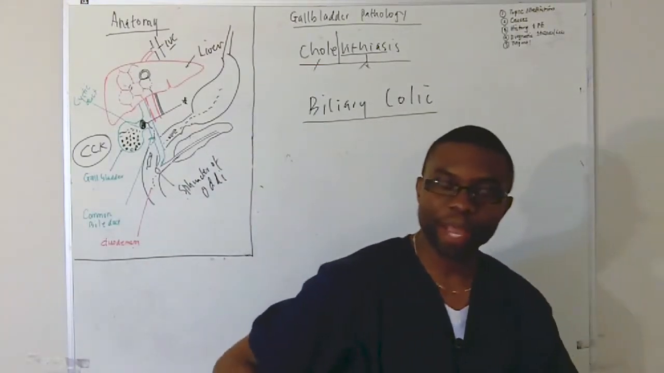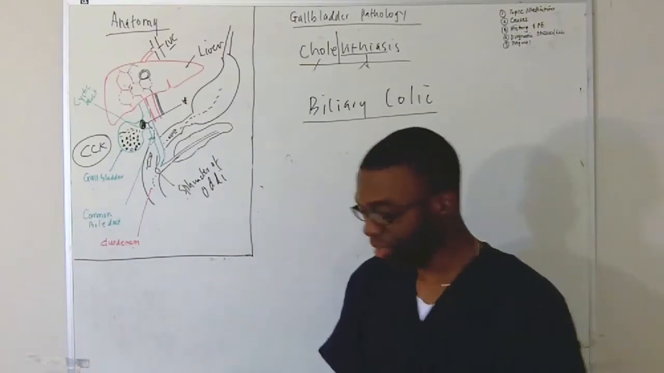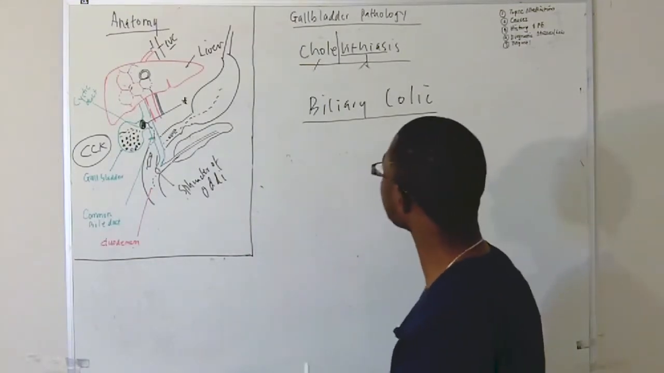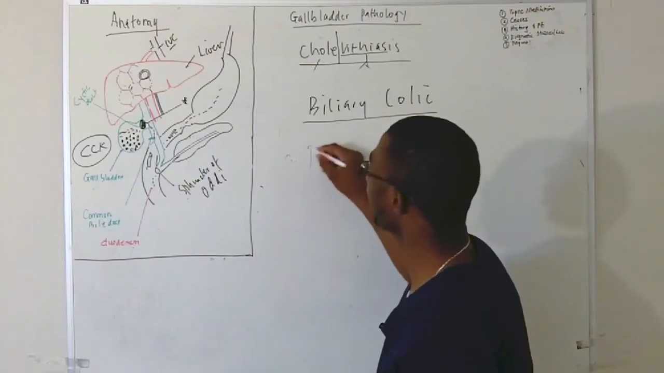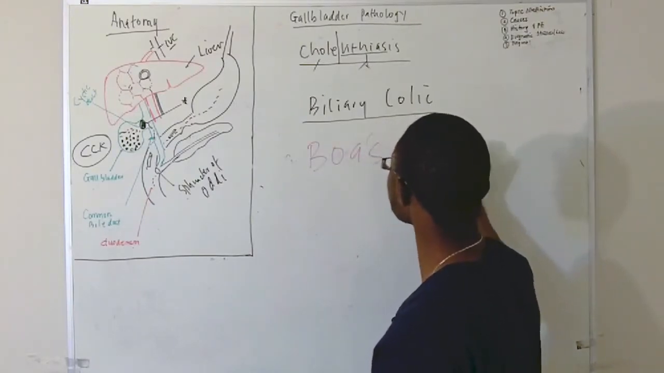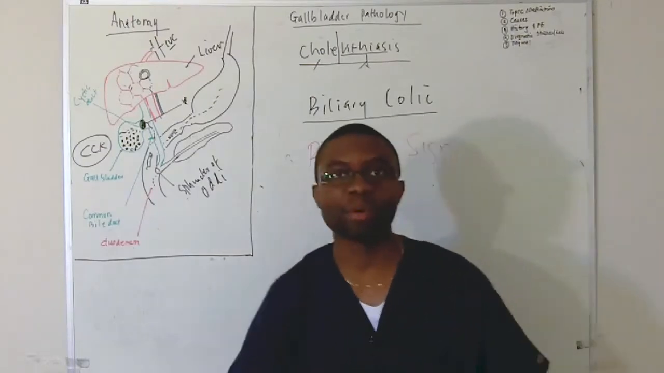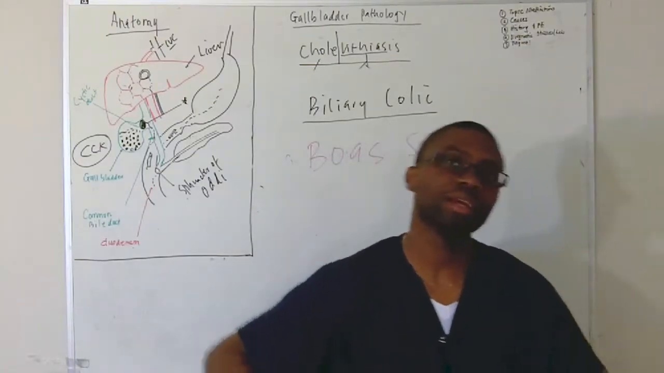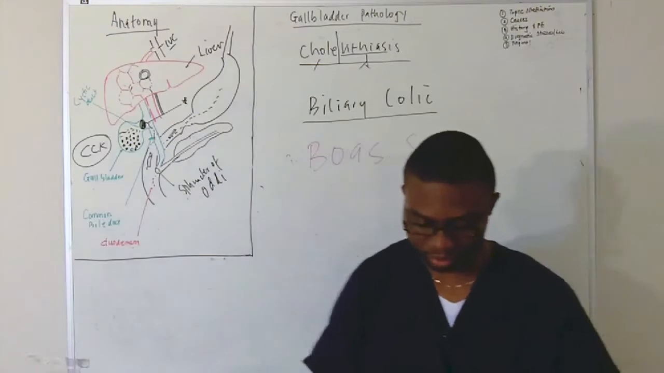A right upper quadrant pain referring to the scapula, you know what that sign is called? You're going to become a star today. Boas sign. Okay? That is Boas sign. Right upper quadrant pain going up to the scapula.